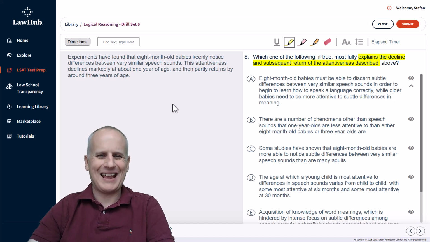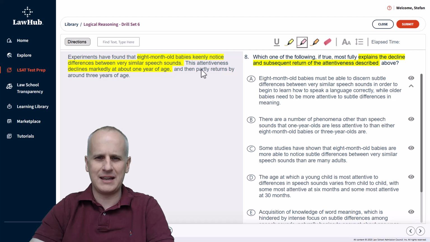Experiments have found that 8-month-old babies keenly notice differences between very similar speech sounds. Okay. This attentiveness declines markedly at about 1 year of age and then partly returns by around 3 years of age. Okay. So this attentiveness is that 8-month-old babies keenly notice differences between very similar speech sounds, and this declines markedly at about 1 year of age. And then we'll just switch to a different color and say it partly returns by around 3 years of age.